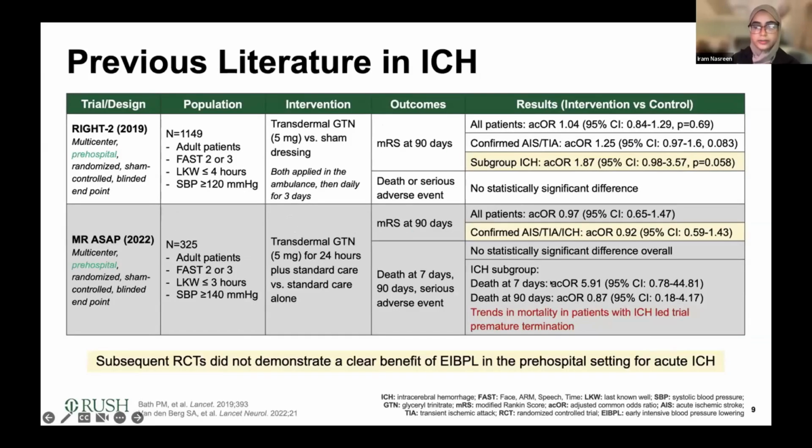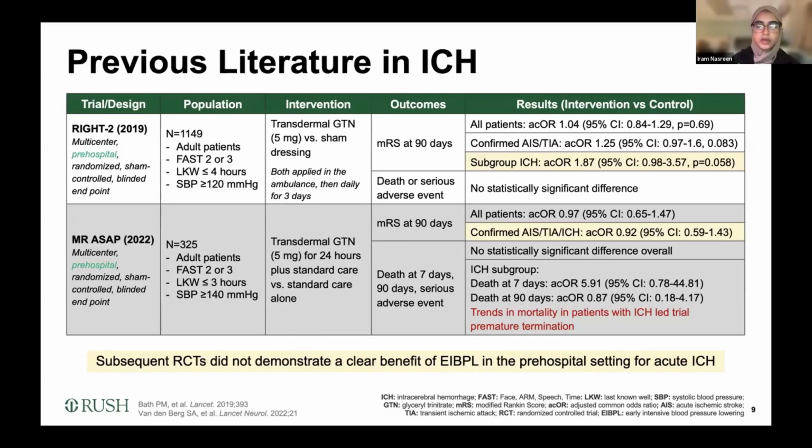So given the potential of early blood pressure control being able to help reduce hematoma growth and improve functional outcomes, there were 2 randomized trials that were conducted to evaluate the impact of early blood pressure management in the pre-hospital setting. So the RIGHT-2 and Mr. ASAP trials were both multi-center, pre-hospital, randomized, sham-controlled, blinded endpoint trials that evaluated the use of transdermal glyceryl trinitrate patches versus either placebo or standard of care in adult patients with undifferentiated suspected stroke and baseline systolic pressures greater than or equal to 120 or 140.